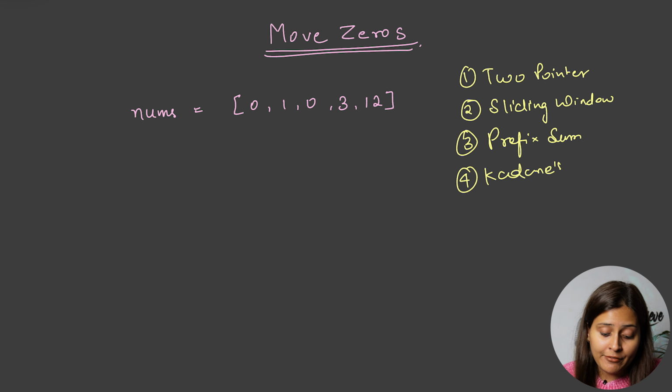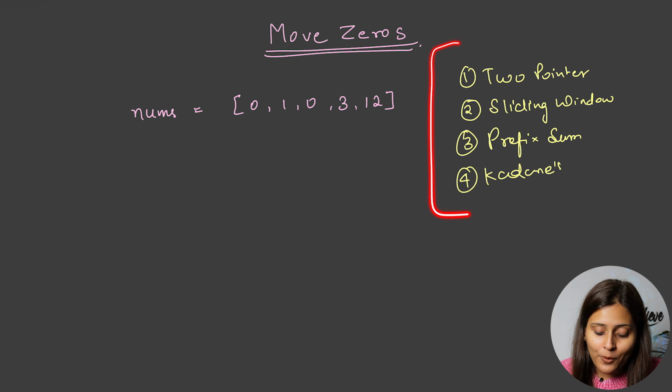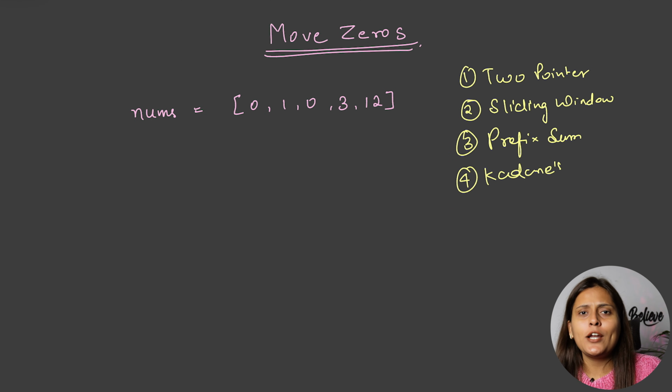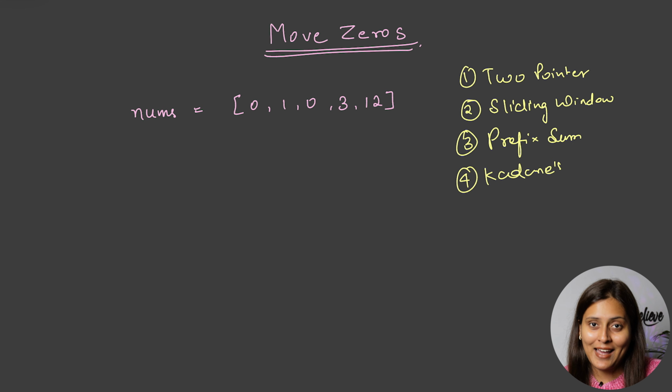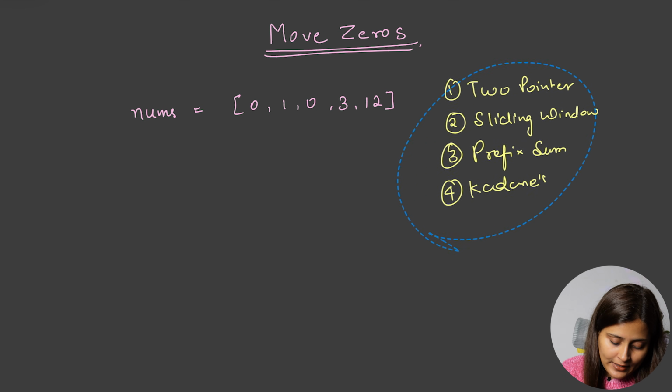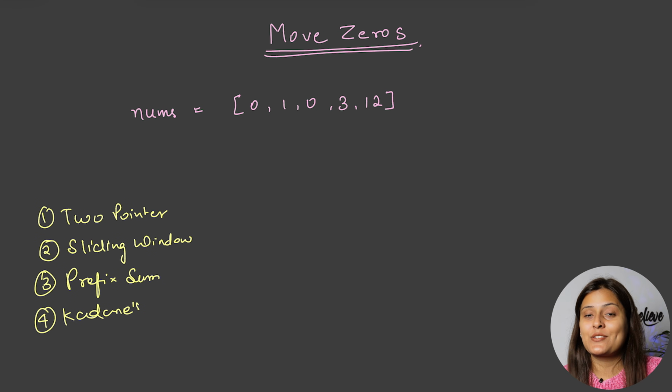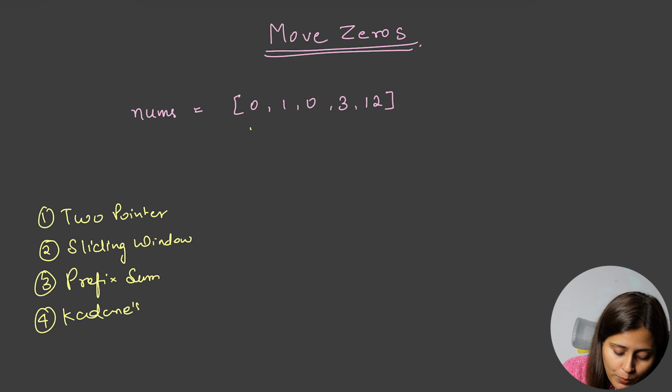And that is the reason why we are going to apply 2-pointer and not sliding window, prefix sum and Kadane's here. So if you know all these 4 patterns of arrays, then you surely know how to optimize the brute force code in array. So without any further delay, let's get started with the optimized code. The optimized approach is very simple. We will use 2-pointer.